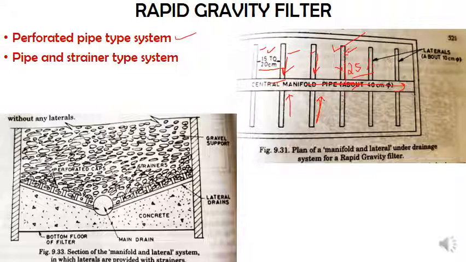Now this is the perforated pipe type system. Next we have the pipe and strainer type system. It is similar to what we have right now, but the difference is, it is as good as if I cut it over here and look at it from this angle. This is the plan we are seeing for the first type of system, whereas this is a section. If I cut this and watch from this direction, visually it will be something like this.